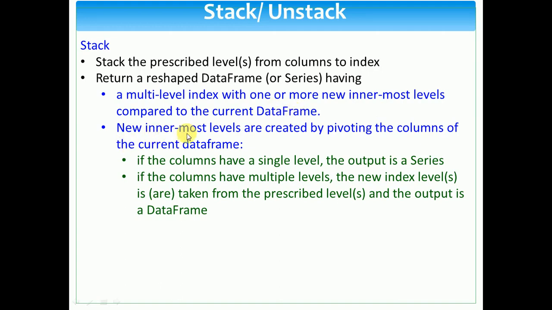Then new innermost levels are created. Why? Because we are now going to reshape it. New innermost levels are created by pivoting the columns of the current data frame. If the columns have a single level, the output will be a series, obvious because if it is a single level then it is going to be a series. If the columns have multiple levels, then the new index levels are taken from the prescribed level. That means whatever level you are prescribing, and the output is again a data frame.